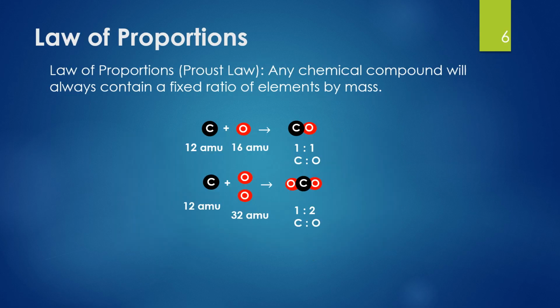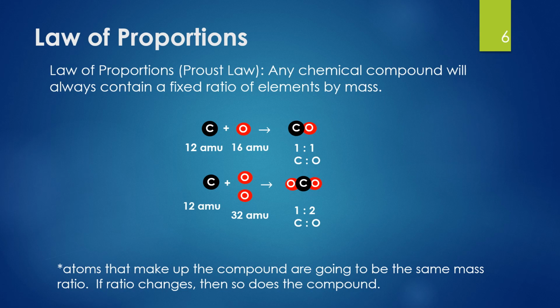Next, let's look at the law of proportions, also known as Proust's law. The law of proportion states that any chemical compound will always contain a fixed ratio of elements by mass. So what exactly does that mean? It means the atoms that make up a compound are going to be the same mass ratio. If the ratio changes, then so does the compound.